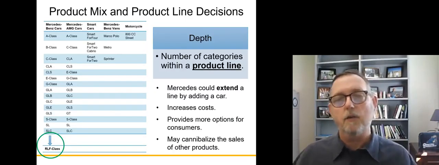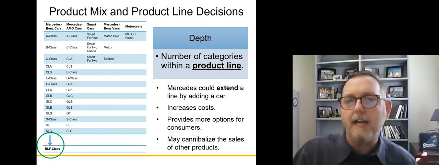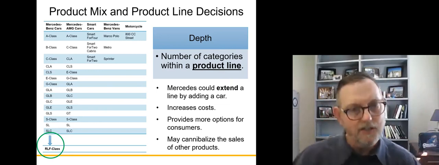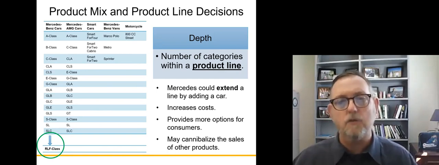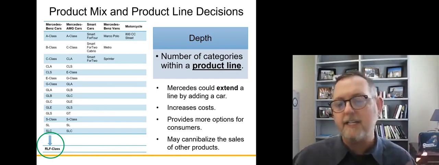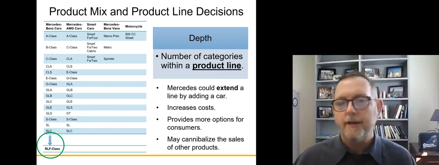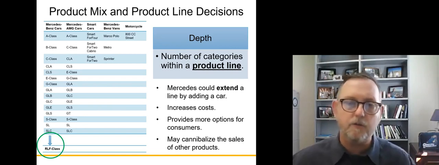Same with the depth of the line. We can add new products within a category. So in this case, we have the RLF class, which is a new class of car. By extending the line downward, we're stretching the line. That's actually a type of strategy. So we can do a stretch, and we can kind of go from there. Okay, so that's a stretch.